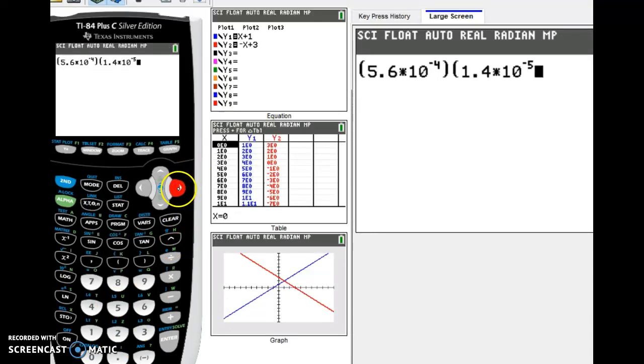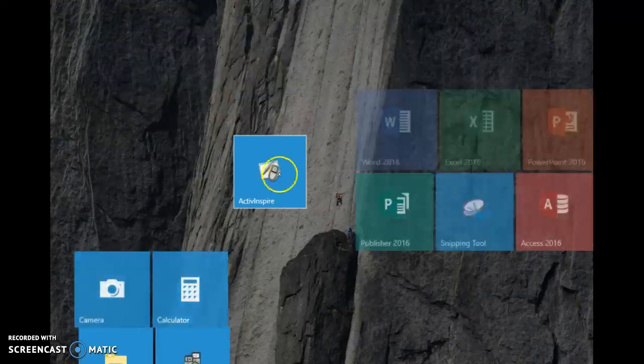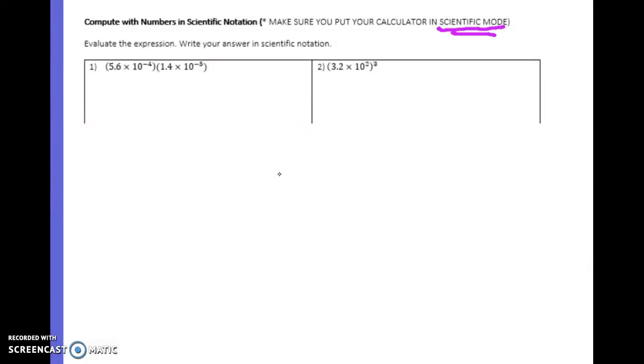Cursor over 1, close my parentheses, and when I hit enter, notice I get 7.84, and then I have this E. E means that's what the exponent is. So when I write my answer, when I go back to the screen, I'm actually going to write my answer here as 7.84 times 10 to the negative 9 power. And that's what it would be.